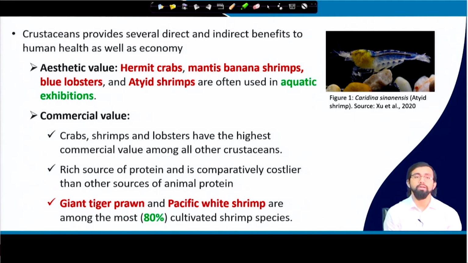Commercially, the crabs, shrimps and lobsters have the highest commercial value among all the other crustaceans. They are a very rich source of protein and comparatively much costlier than other sources of animal protein. However, they are very much sought after products in the aquaculture sector. Giant tiger prawn and the Pacific white shrimp are among the most cultivated shrimp species, accounting for almost 80% of the total cultivated shrimp species.